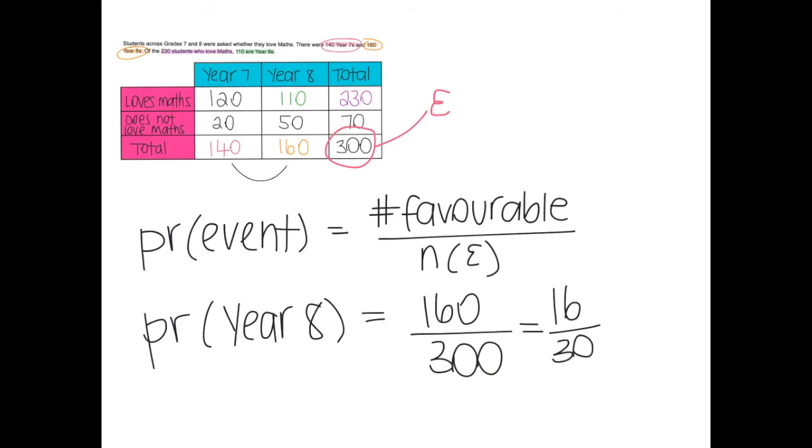I can also see that can be reduced further because they are both even. So I'll divide them by 2. 16 divided by 2 is 8, and 30 divided by 2 is 15. If I selected a student at random out of all of those 300 students, there's an 8 out of 15 chance that that student is a Year 8.